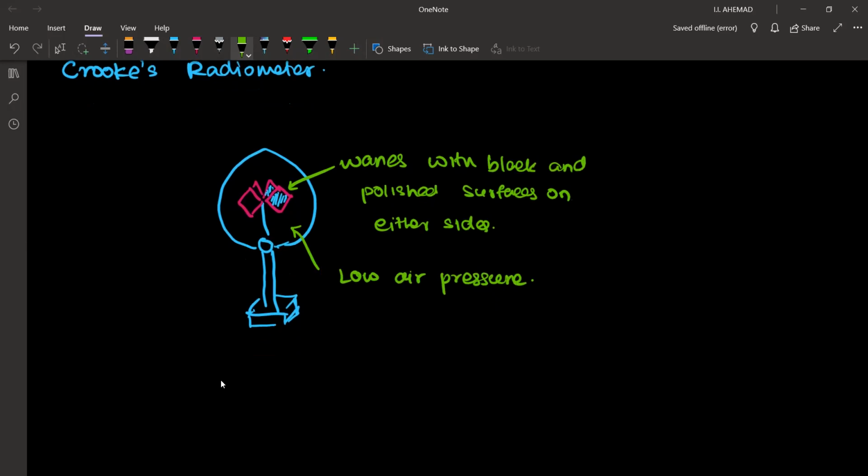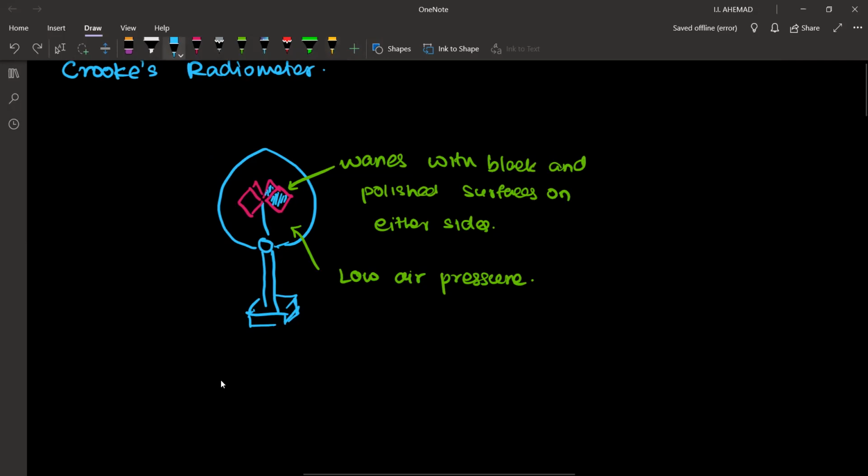Now I'll explain what happens. After that, let's write down. When we place the Crookes radiometer under light, but if we place it in the dark, these vanes do not move. They stay as they are. But when you place it under light, it starts to rotate. So there is something going on. Now, let's see why it rotates.